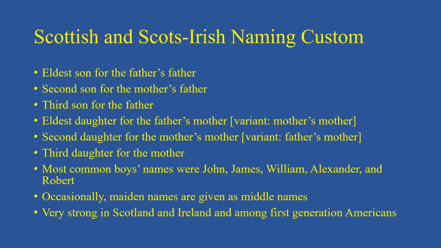Patriarchal naming pattern was even more popular in Ireland and Scotland than it was in England. You definitely see this practice in Irish records as well as in the first generation or two among Scots-Irish settlers in America. As before, the pattern goes: eldest son for the father's father, second son for the mother's father, third son for the father, eldest daughter for either the father's mother or the mother's mother, the second daughter in reverse of the previous, the third daughter for the mother. The most common boys' names among the Scots-Irish were John, James, William, Alexander, and Robert.